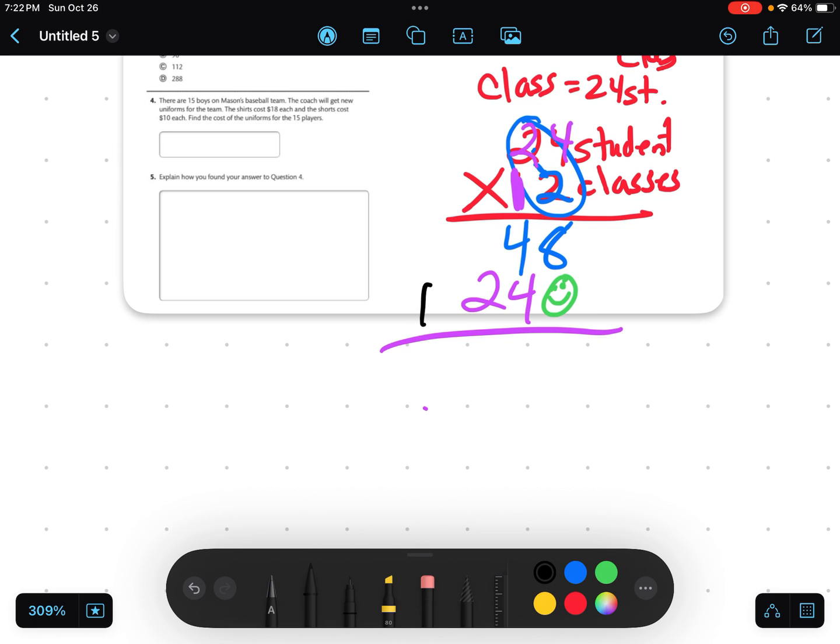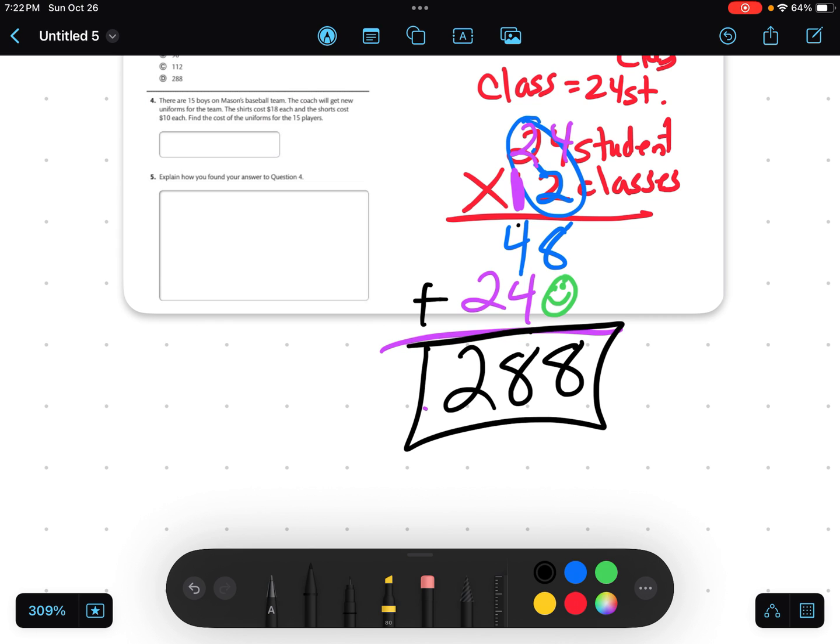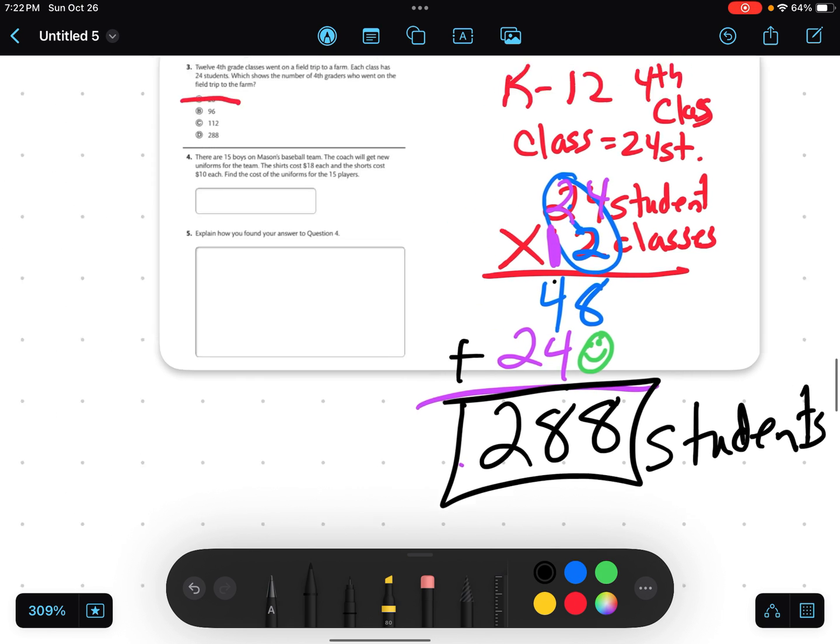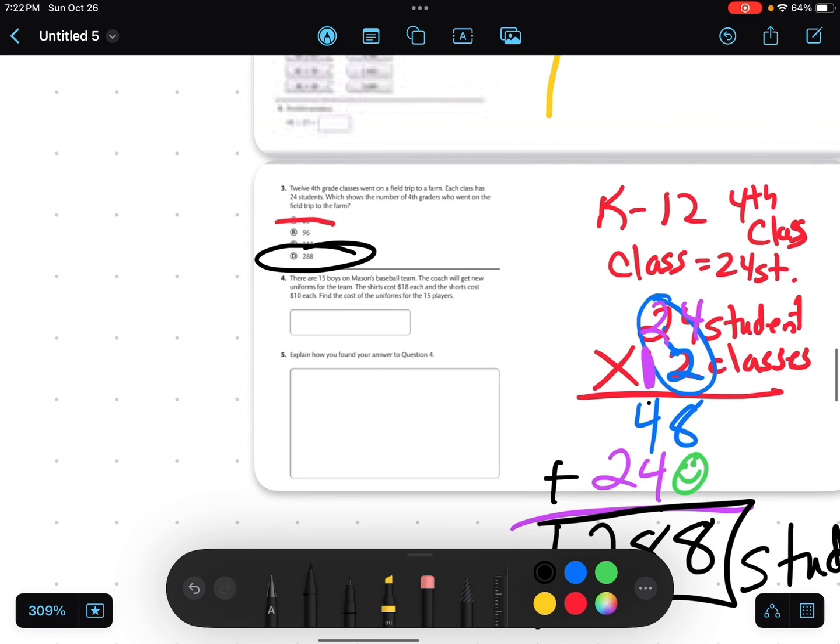Then I add them all up. 8 plus 0 equals 8. 4 plus 4 equals 8. 2 plus 0 equals 2. So altogether there are 288 students going on the field trip.